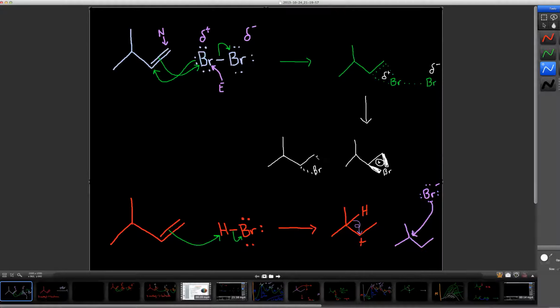These are not bonds being broken. These are actually intended to show the bromine atom approaching the pi density from below the plane. Now, if a picture is worth 1,000 words, then a good animation based on quantum mechanics is worth a whole book.